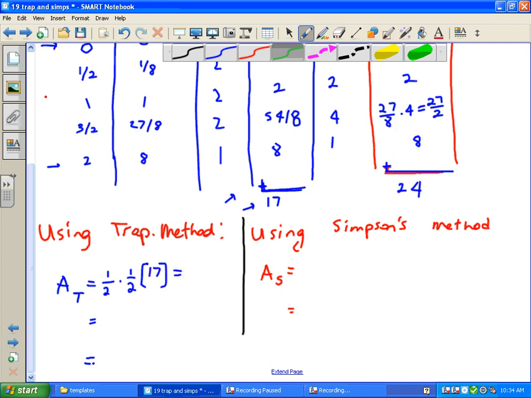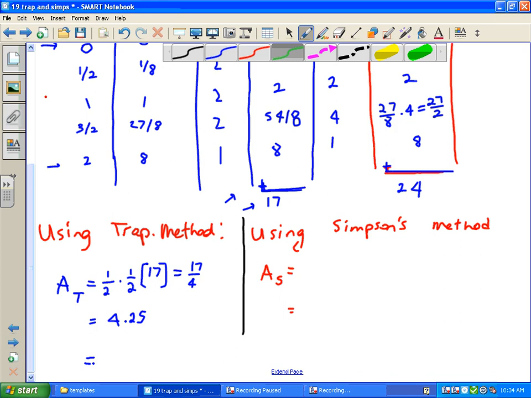So we're getting the answer is 17 over 4. So 4 times 4 is 16. So this is like 4 1/4, 4.25. Correct? What was the correct answer? 4. So already by using just 4 trapezoids, we're pretty close to the actual answer.